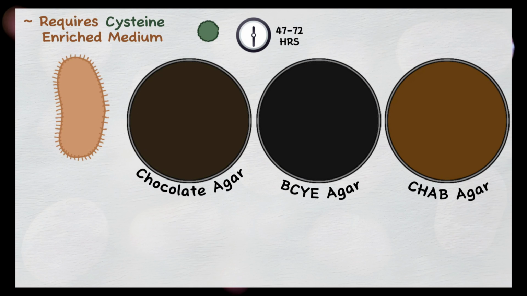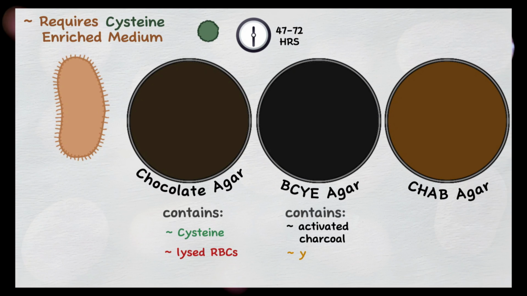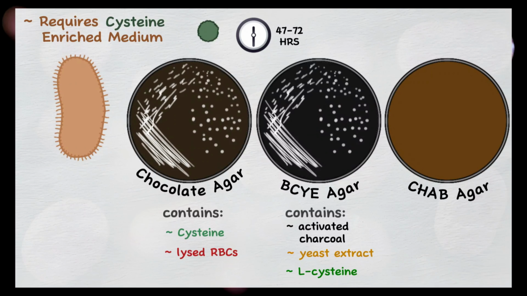Cysteine-enriched chocolate agar, named for its brown color, contains cysteine and lysed red blood cells. Despite the name, no chocolate is involved. BCYE, which stands for buffered charcoal yeast extract, consists of activated charcoal, yeast extract, and L-cysteine. On both of these media, Francisella tularensis forms round, gray-white colonies.